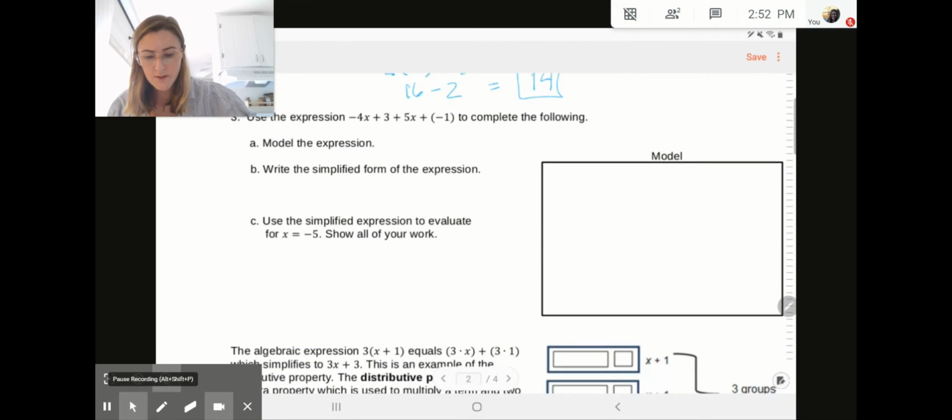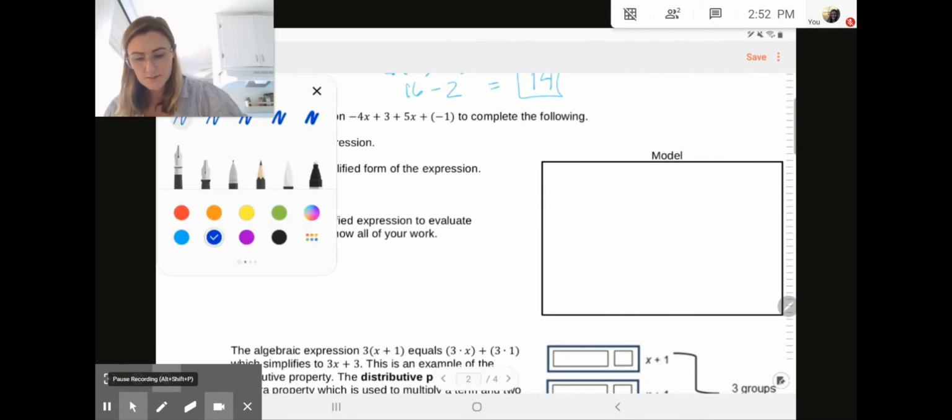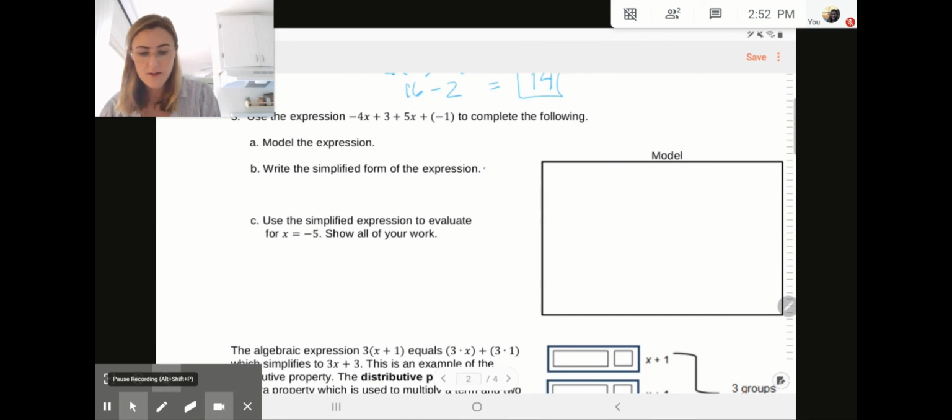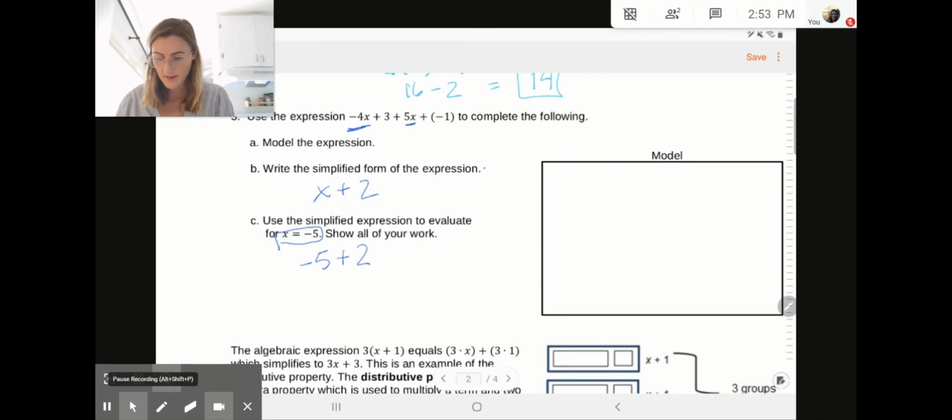Again, we're not going to model here. So we're just going to combine like terms to write the simplified form of the expression. So this would be a really good time to pause the video and try it yourself, and then come back and check your answer. Okay, so we are going to combine like terms. Negative 4x and 5x will just get us x. 3 plus negative 1 will just get us 2. When I'm going to evaluate this for x equals negative 5, I'm just going to plug in negative 5 for x and keep the rest of the expression the same, and that will equal negative 3.